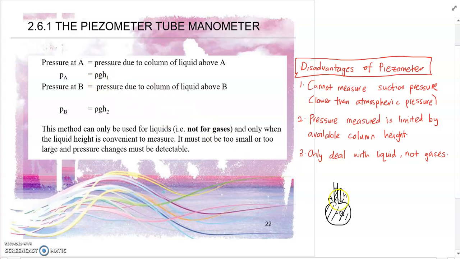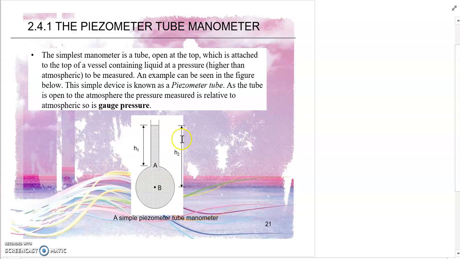Rho is the density of the fluid inside the piezometer tube, while the pressure at B is the pressure due to the column of liquid above B. B is the center of your sphere, your vessel. So PB is equal to rho gh2.